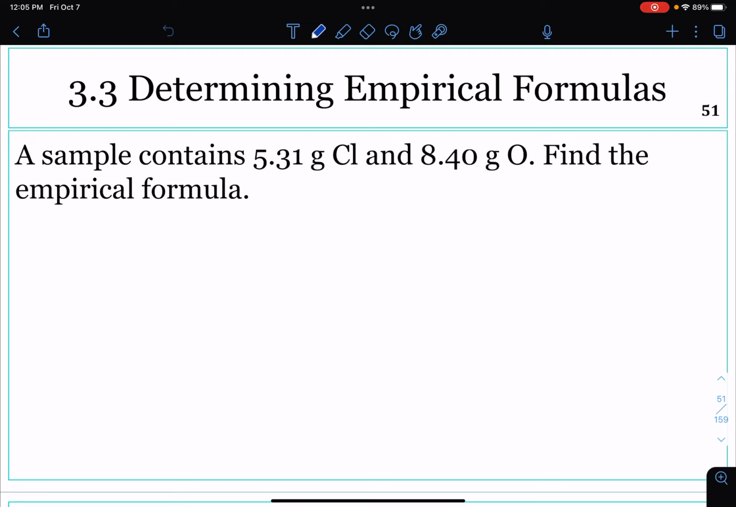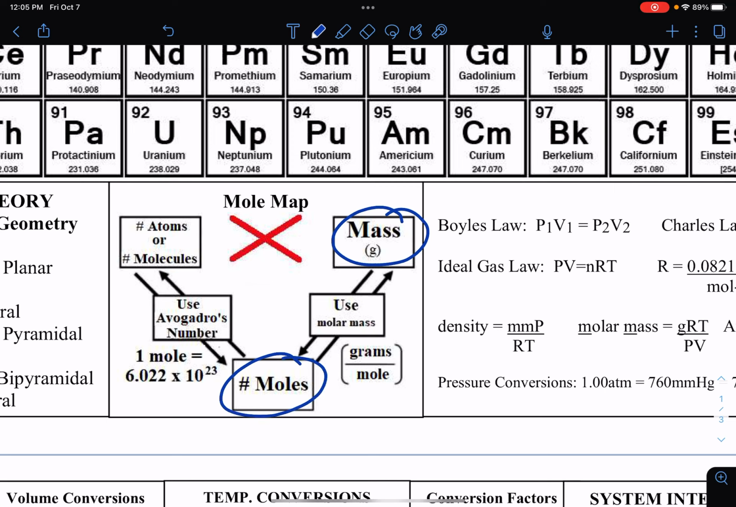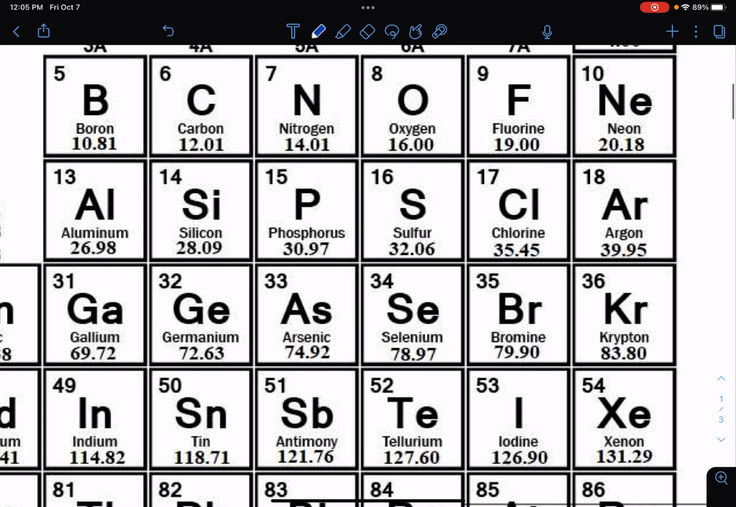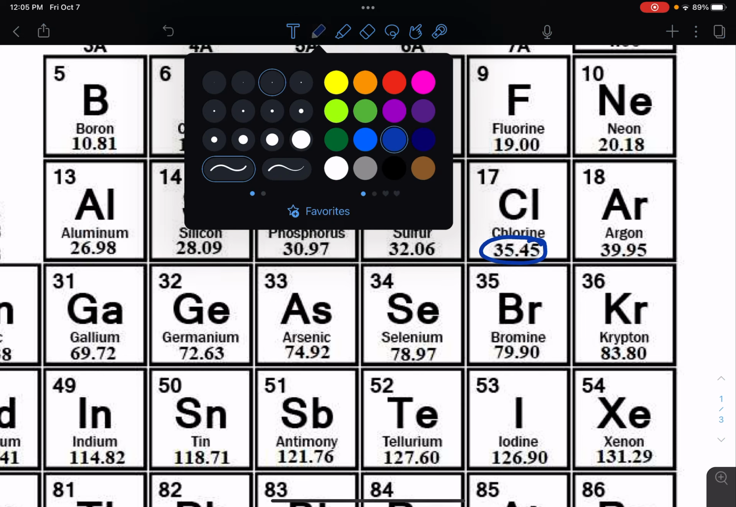So let's go to the periodic table, and we can see from our mole map that we're given mass and we want to get to moles. So we're going to use the molar mass. We are not going to use Avogadro's number. In the problem, we have chlorine and oxygen. So we are going to use this mass for chlorine and this mass for oxygen.